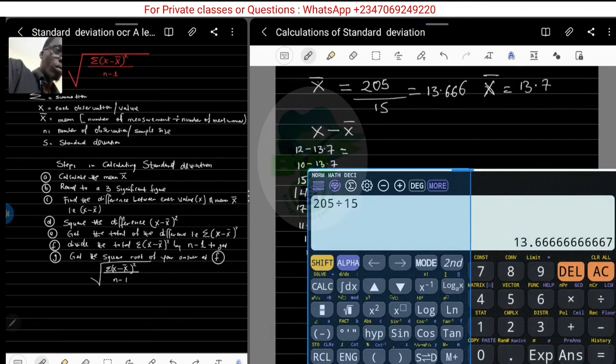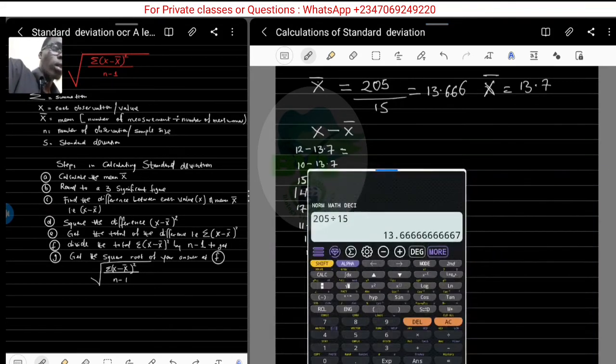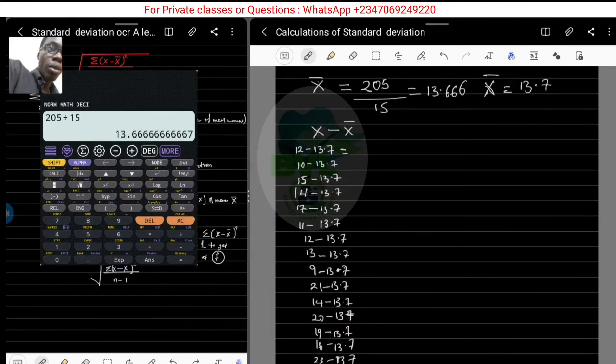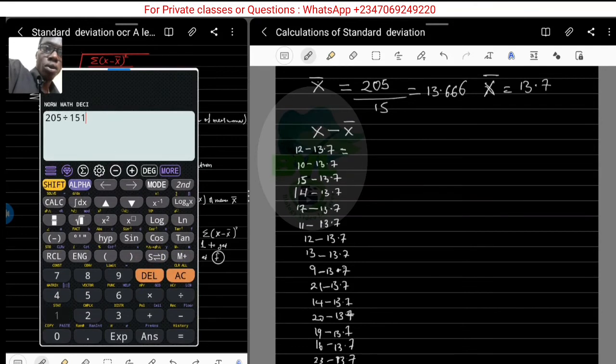Statistics most times takes real good time, really. So let me bring this here and extend that. So 12 minus 13.7 is going to give us 1.7, so that's going to give us minus 1.7. Don't worry about the minus yet because you're going to square it. When you square it, the minus is going to be out.